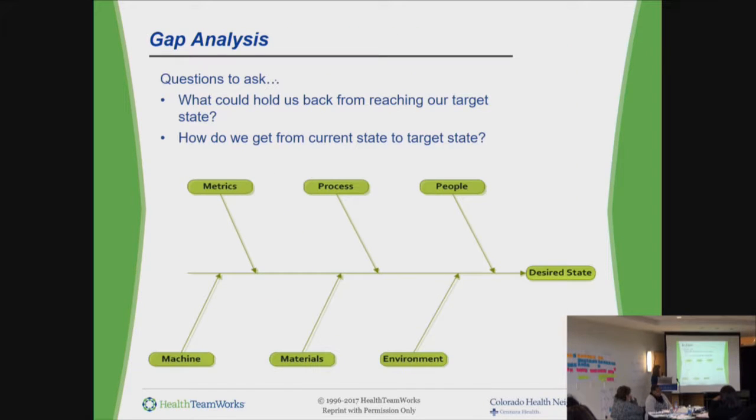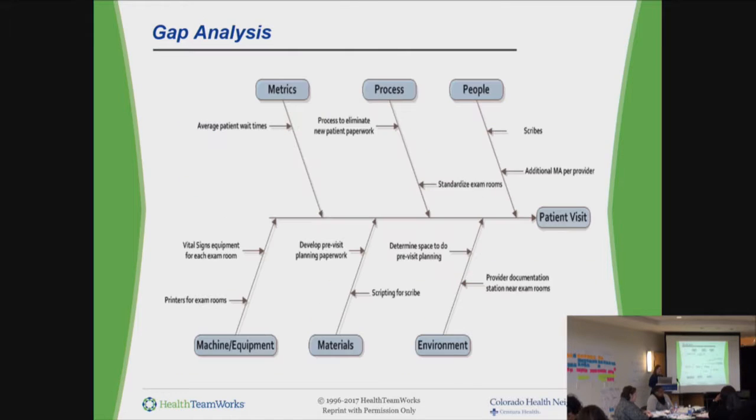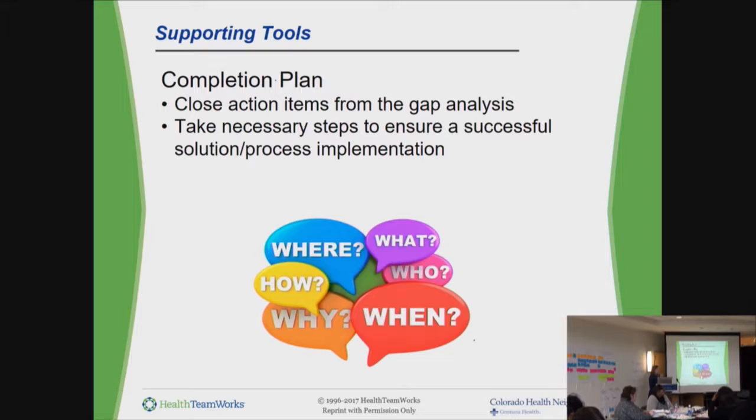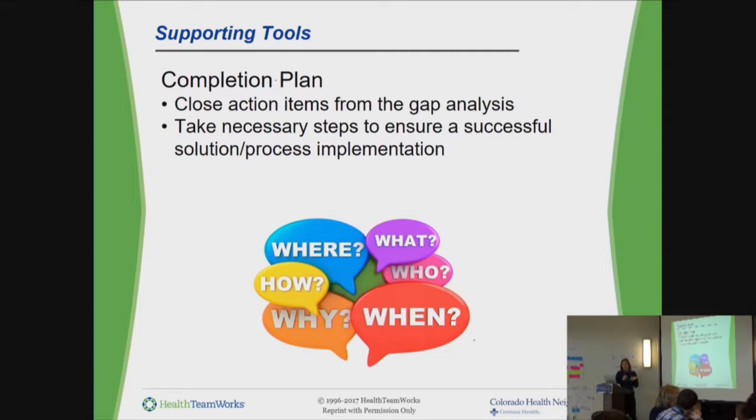There are things that fall outside of your process that are still going to get in the way of being able to accomplish your aim. And by following these tools in order and by finally doing a gap analysis, it's going to let you identify those things that are outside a process that will hold you back from reaching your target state. And let me say more about that in a second. There are some examples in your binder of what falls under each category. So basically, what this allows you to do is close action items, to decide what you need to do before you start your process, to take the necessary steps to ensure a successful process implementation.